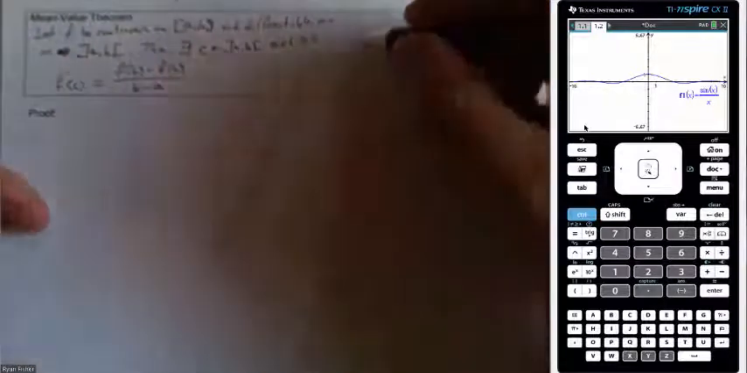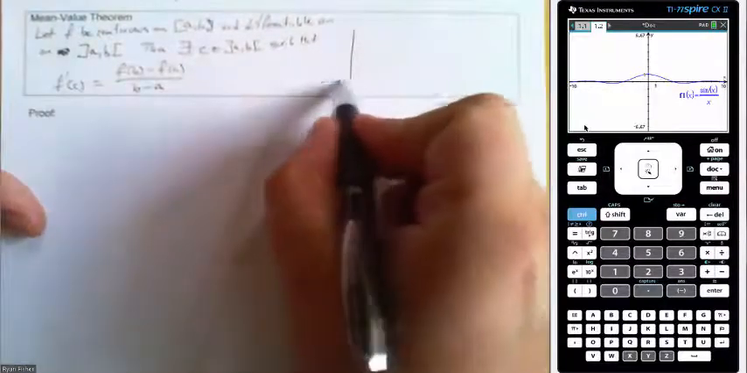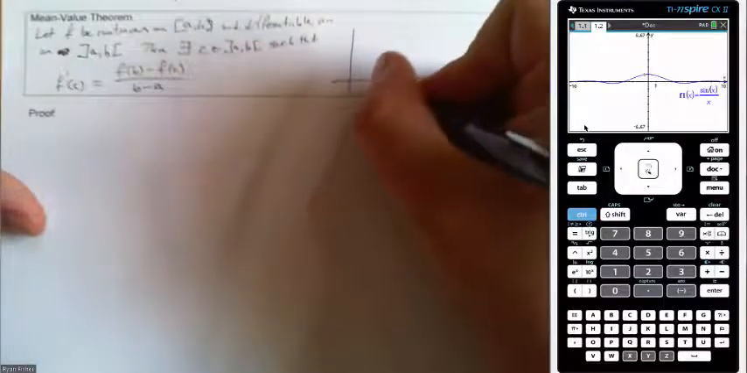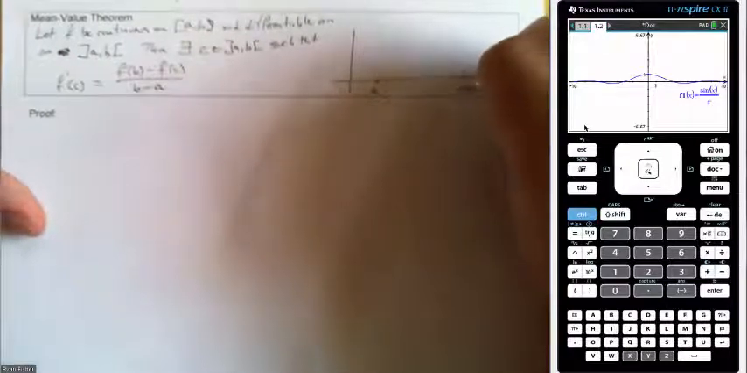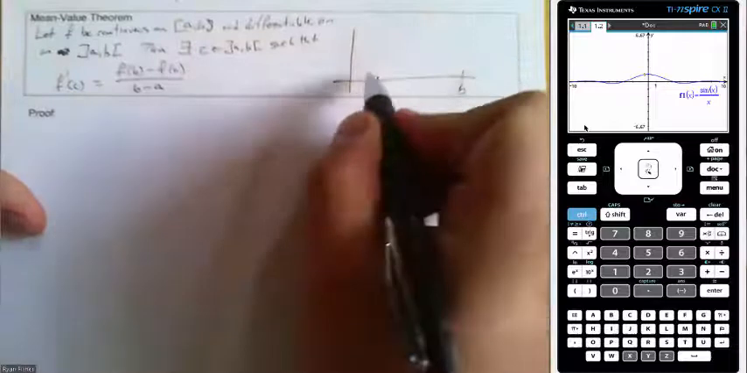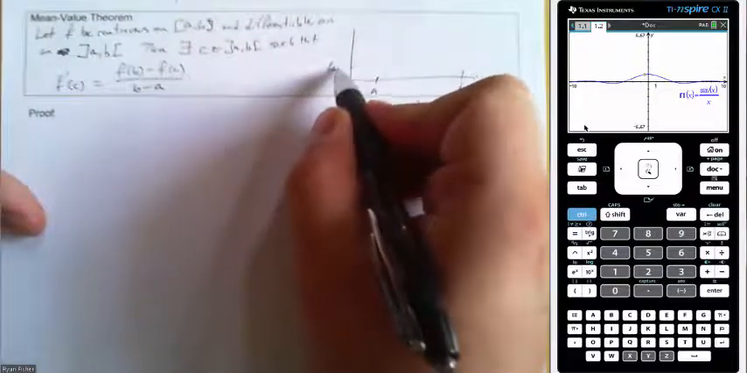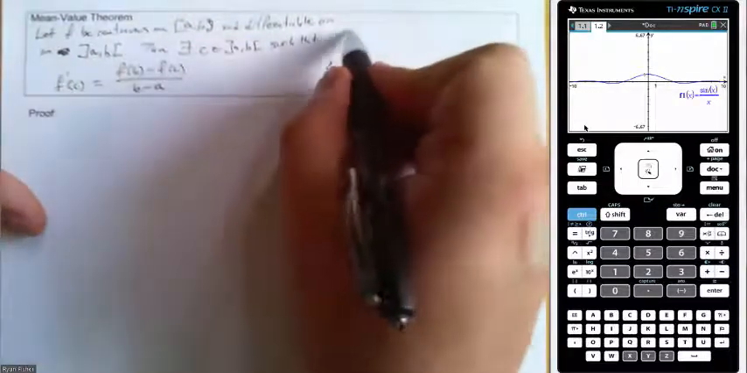As a picture, it might look something like this. Again, I'll just draw in the first quadrant, but it doesn't really matter. Here's a, say here's b. And this function has some output, f of a, and some other output, maybe it's up here.